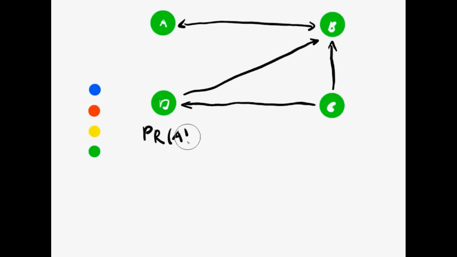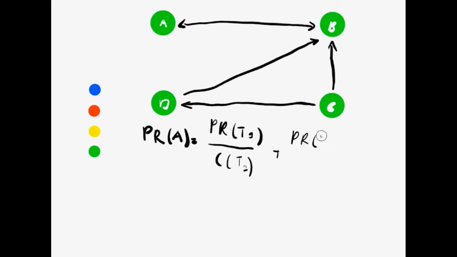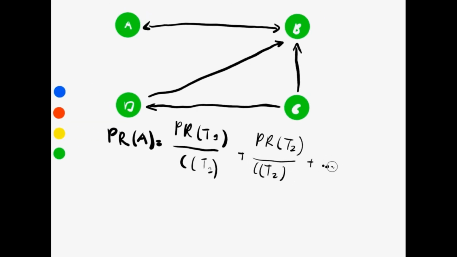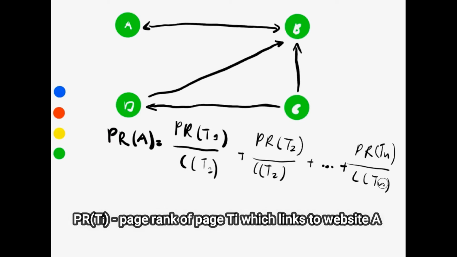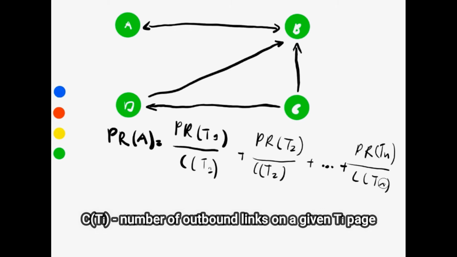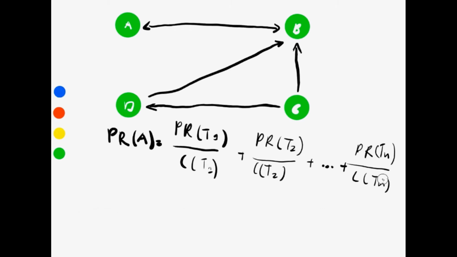The higher the PR of a page, the higher the value it gives to the site it's linking to, but the number of outbound links the connected page has will lower the value it gives to your website. This is shown in the formula below, where PR(A) is the PageRank of website A, PR(T_i) is the PageRank of pages T_i which link to website A, and C(T_i) is the number of outbound links on a given T_i page.